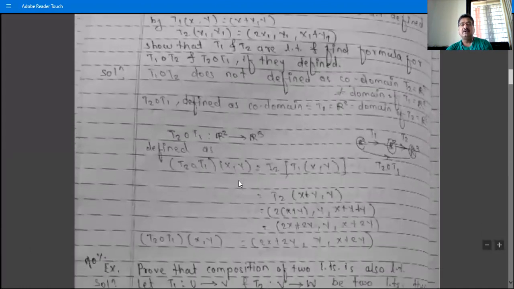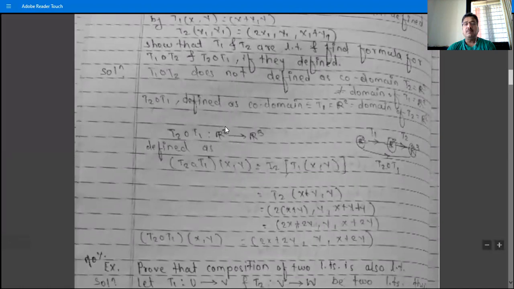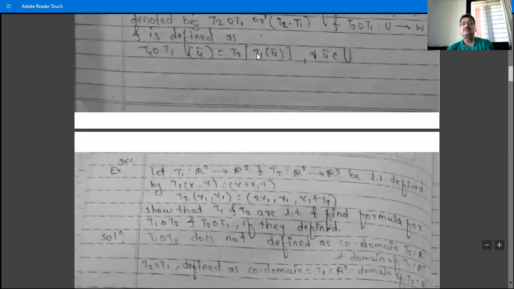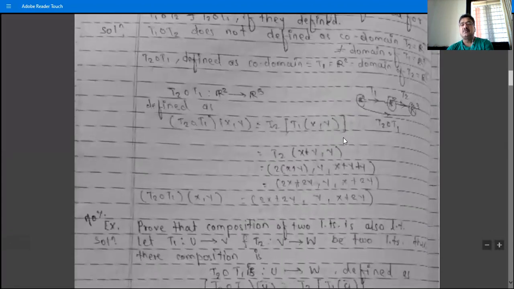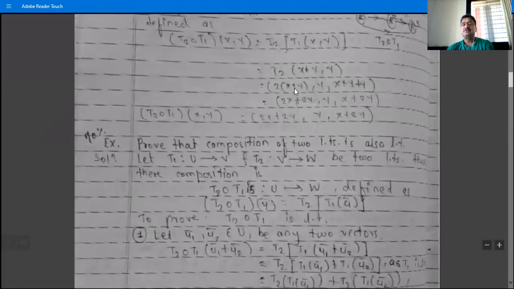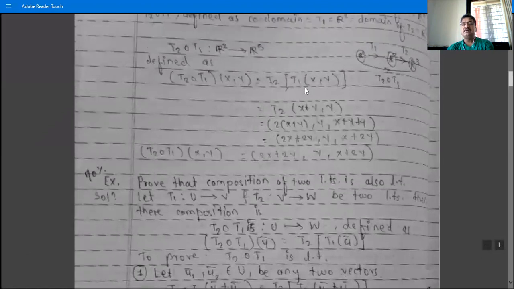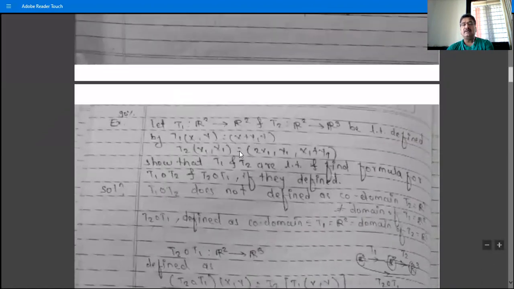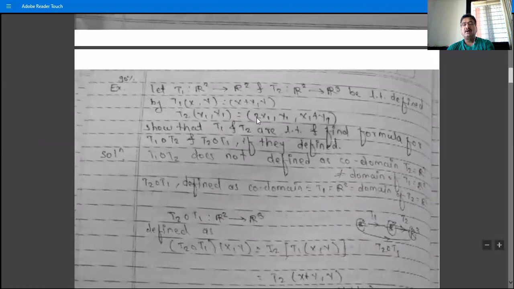T2 circle T1 of U bar. What is U bar? U bar is an element of R square. So take (X, Y) as an element of R square. Then T2 circle T1 of (X, Y) is equal to T2 of T1 U bar, that is T1 of (X, Y). And T1 of (X, Y) is (X plus Y, Y). And T2 of (X1, Y1) is (2X1, Y1, X1 plus Y1).